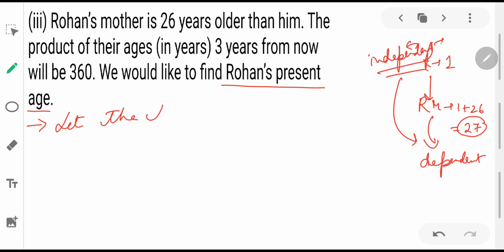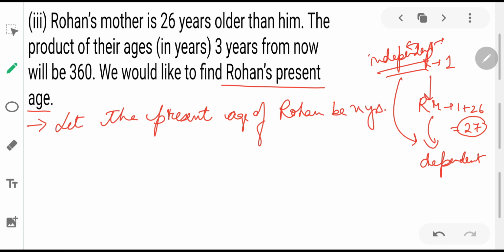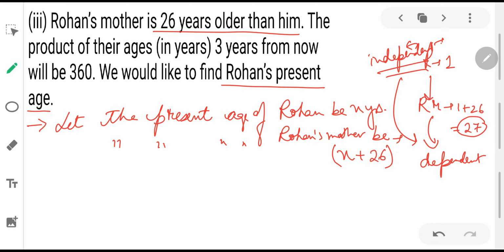Let the present age of Rohan be x years. So, the present age of Rohan's mother will be how much? Rohan's mother is 26 years older than him. That means if the present age of Rohan is x, then the present age of Rohan's mother will be x plus 26. Why plus? Because Rohan's mother is older as compared to Rohan.